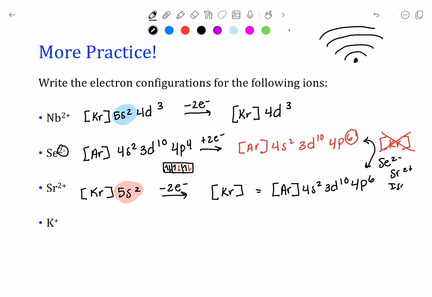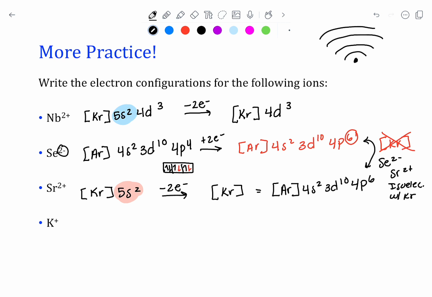are isoelectronic with krypton. Okay, they have the same number of electrons, the same electron configuration, meaning they are isoelectronic, and they are isoelectronic with each other as well as with krypton.